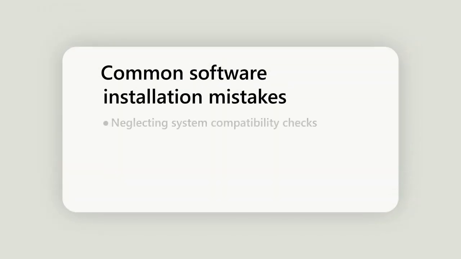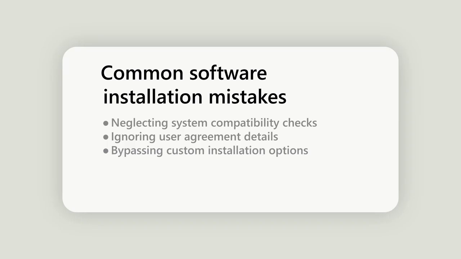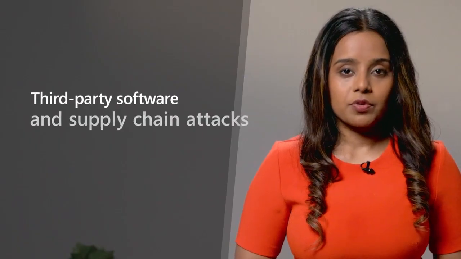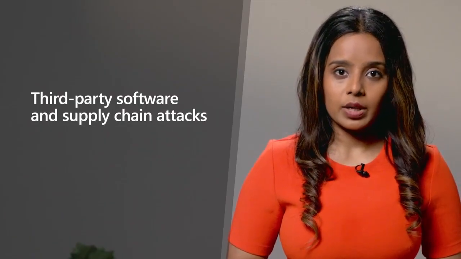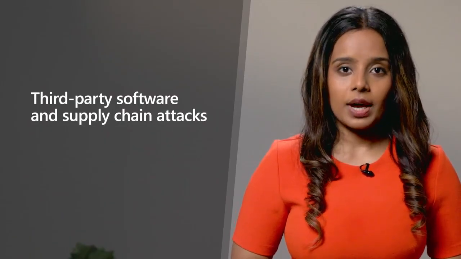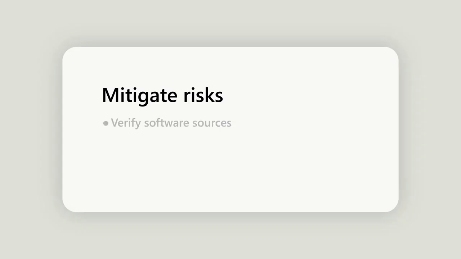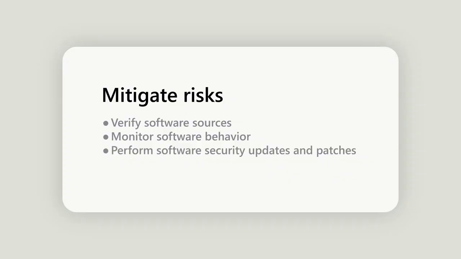Can you recall the common pitfalls in software installation and updates? They include neglecting system compatibility checks, ignoring user agreement details, bypassing custom installation options, and installing random software. Then you learned about the risks posed by third-party software and supply chain attacks and best practices for mitigating these risks, including verifying software sources, monitoring for unusual software behavior, and keeping abreast of software security updates and patches.